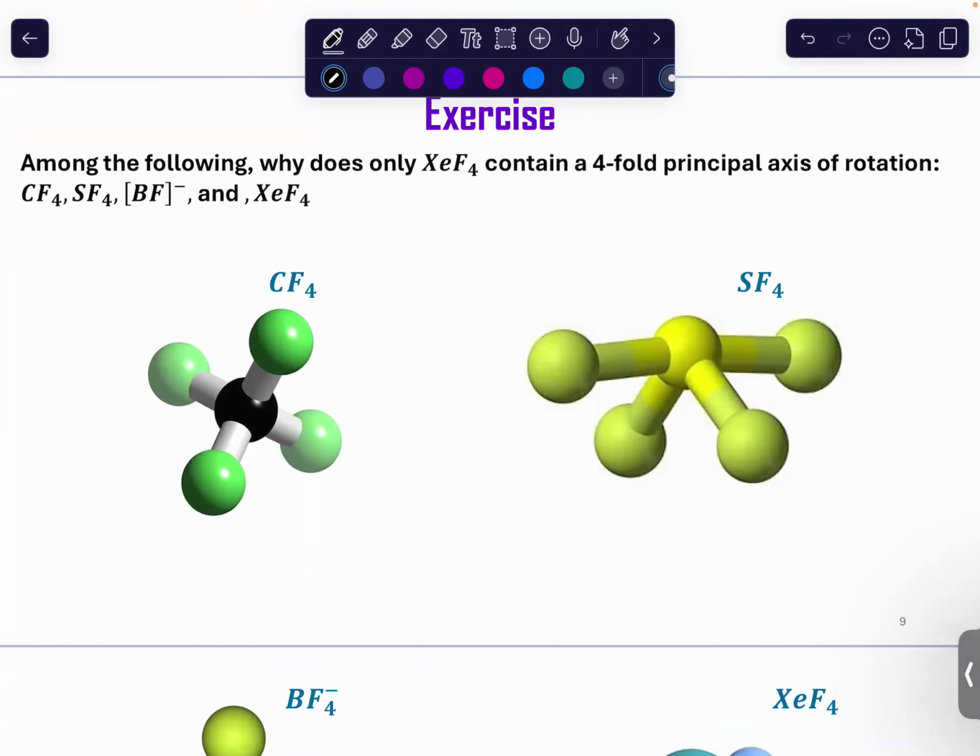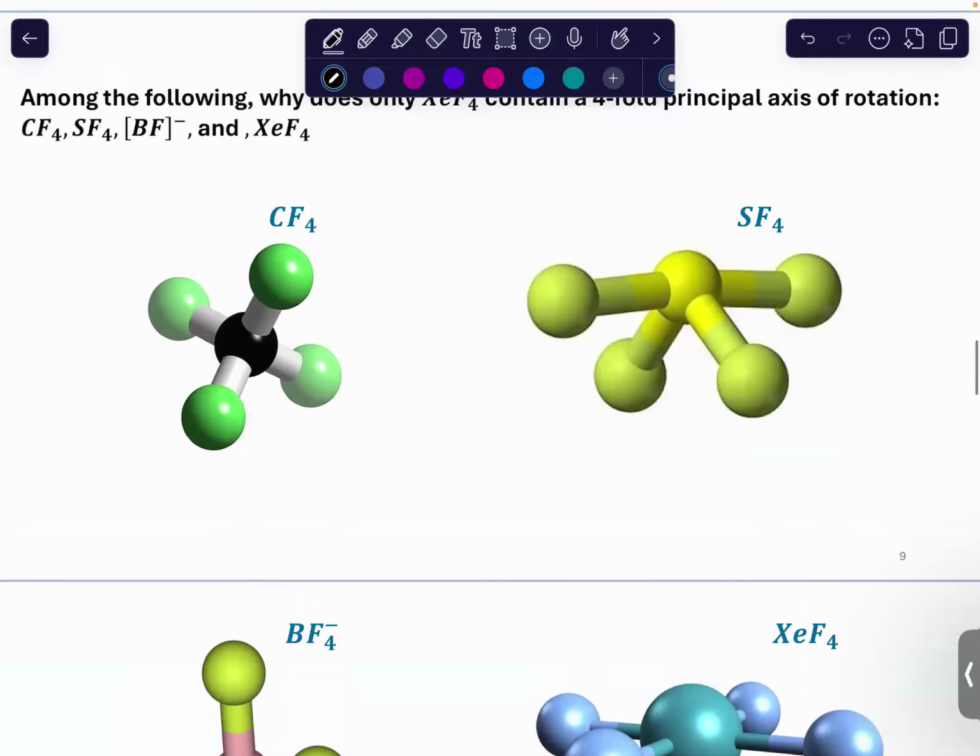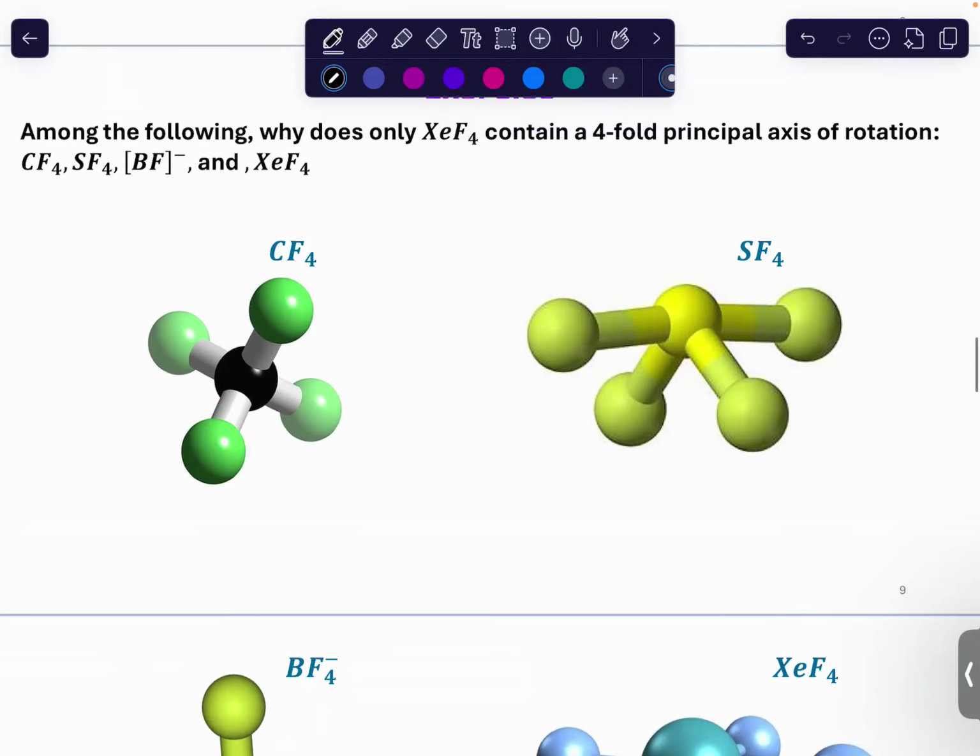Among the following, why does only xenon tetrafluoride contain a fourfold principal axis of rotation? So now we're back to our molecular geometry, which is fun. Let's see, CF4. These ones are hard to visualize. I'll try to draw it. Do you recognize that shape, CF4? It's tetrahedral. Can you see anywhere in there where I would have a C4 axis? Fourfold principal axis means a C4.